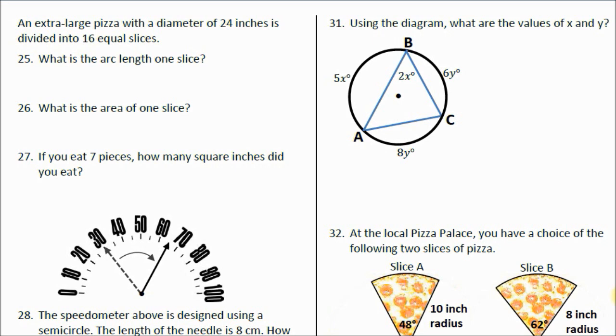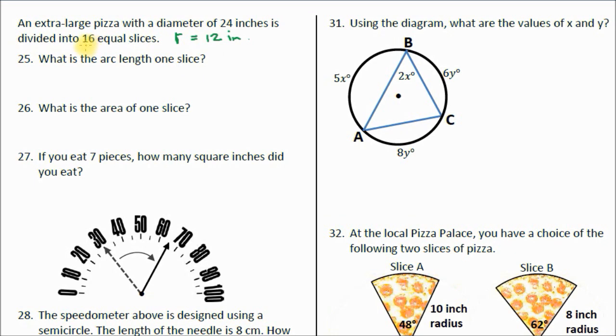Well, when I see diameter, class, I want to stop and go ahead and write down the radius, because I know I'm going to be using the radius in my equations and not the diameter. So if the diameter is 24, the radius is half of that, which is 12 inches. All right. What is the arc length of one slice?